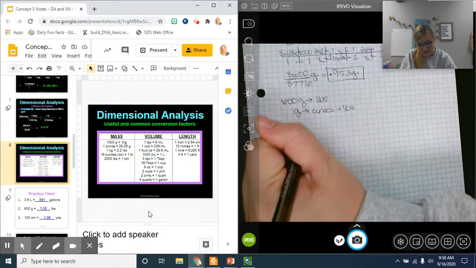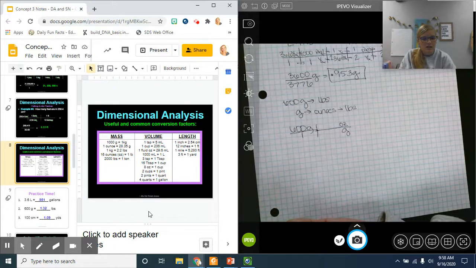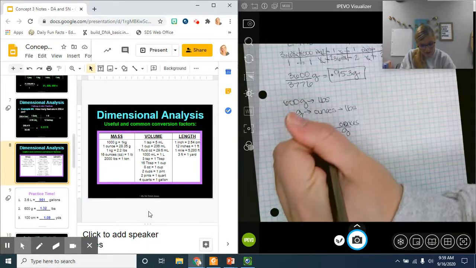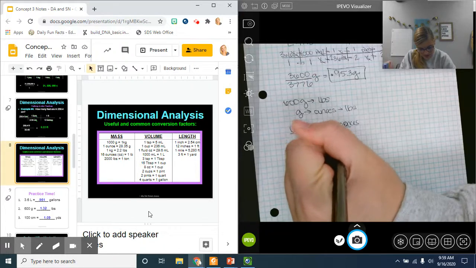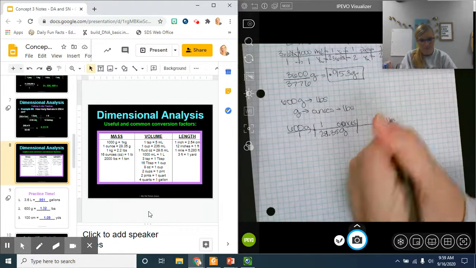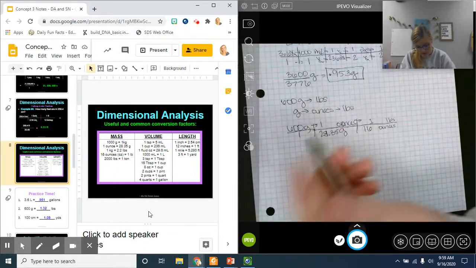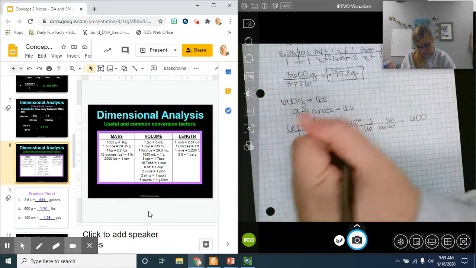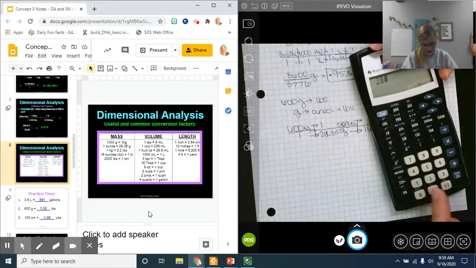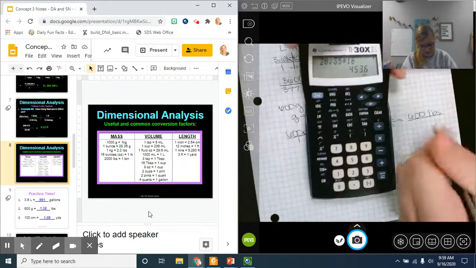So I've got 600 grams on top of a 1. Then I'm going to cancel out my grams for ounces. So I have one ounce is 28.35 grams. And then I'm going from ounces to pounds. And I have 16 ounces in 1 pound. So now I can multiply these straight across. I'm going to get 600 on top. And if I look at my units, I'm just left with pounds. And then on bottom, I need to multiply my 28.35 times 16. And I get 453.6.